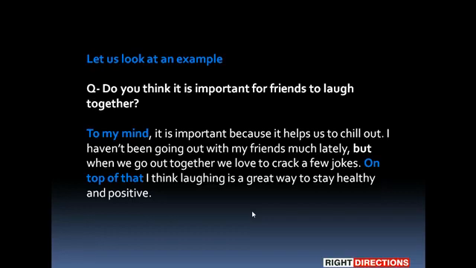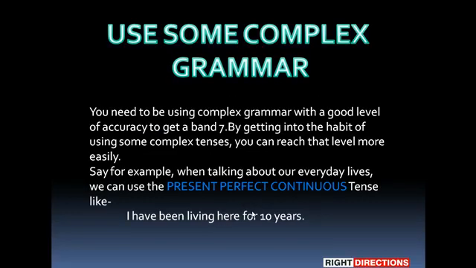I hope use of connectors is clear to you all. Now, moving on to the second element, that is using complex grammar. As I told you, grammar adds to a parameter that is being taken into account when you are taking your IELTS test. So grammar is something which is important. You need to have a good level of accuracy in your grammar to achieve a band 7 or more. So using some complex sentences can help you yield good bands.